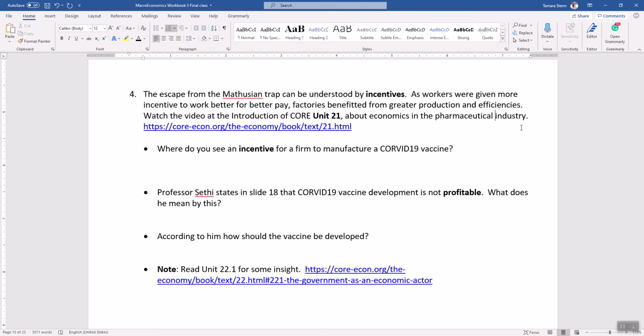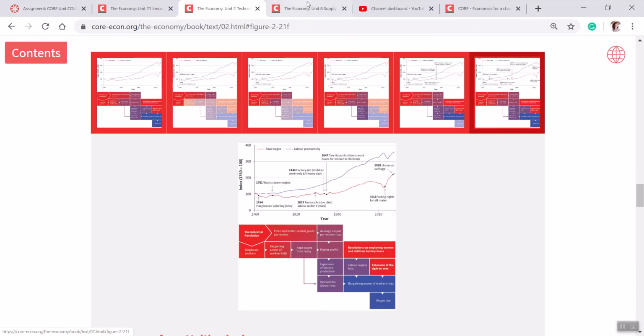And what's the incentive for them to be dropping everything else that they're doing to start creating this vaccine? We already saw with the Industrial Revolution, it's not because the businesses love the people they serve, right? Businesses are looking for their bottom line. So we're looking at where this incentive is. Let's take a look at Unit 21, because it's going to explain a lot more about where incentives come from. So I'm going to go over to my book.